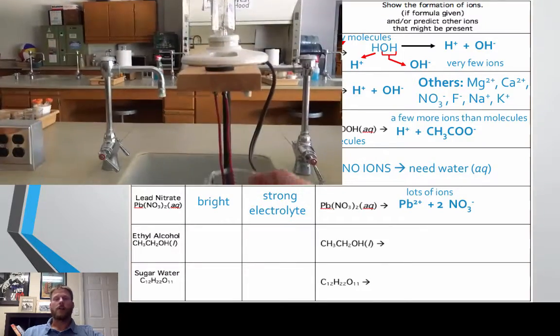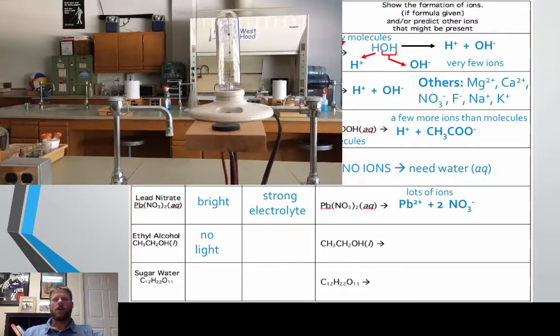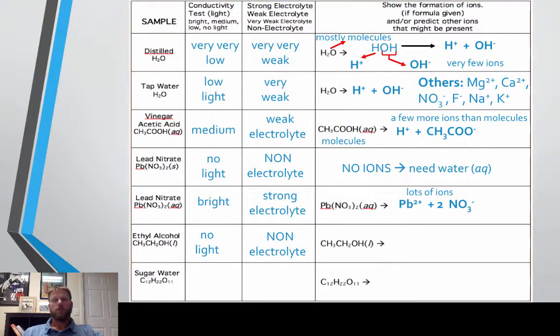Let's test ethyl alcohol. You can see we get no light. That means ethyl alcohol is a non-electrolyte, which means it does not break up into ions. It stays in its liquid form. There are no ions, just all molecules.